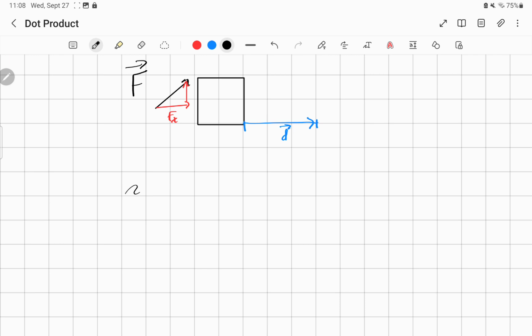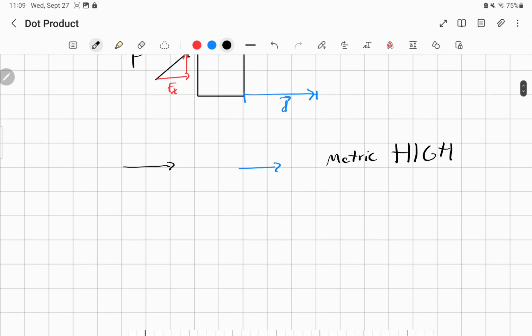So we know that if the force vector and the distance vector are both pointing in the same direction, then this metric will be high. This metric should give us a high value because this is good. This is the maximum amount of energy transfer. But if our force vector is orthogonal to the distance vector, if it's completely vertical, then our metric should give us a really low value, okay?